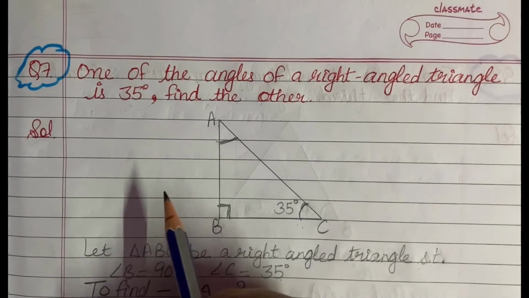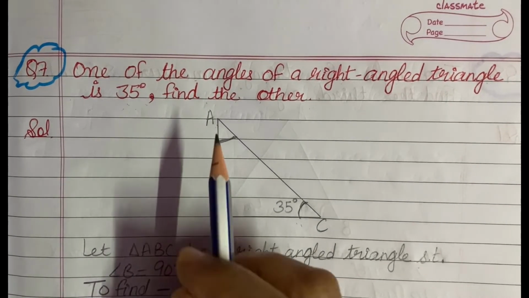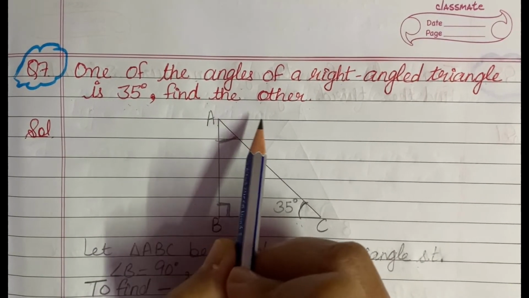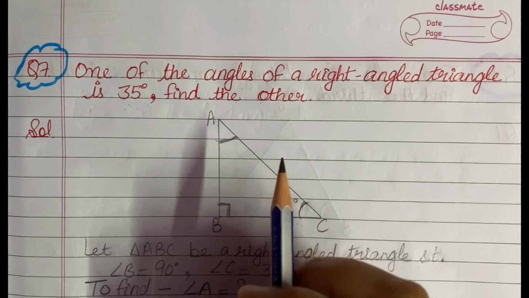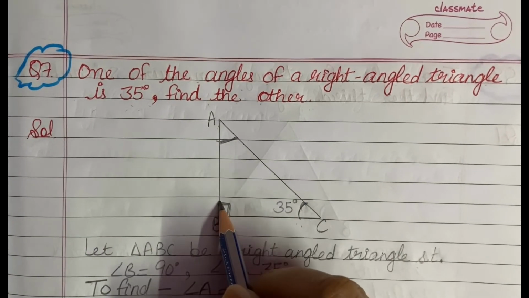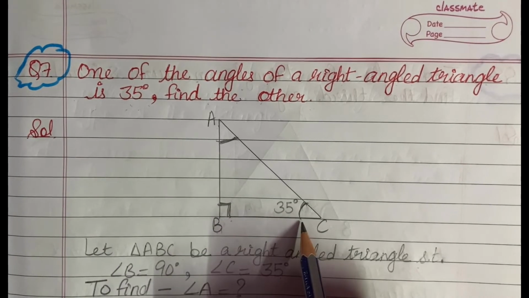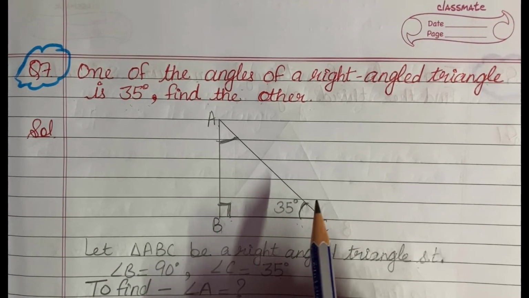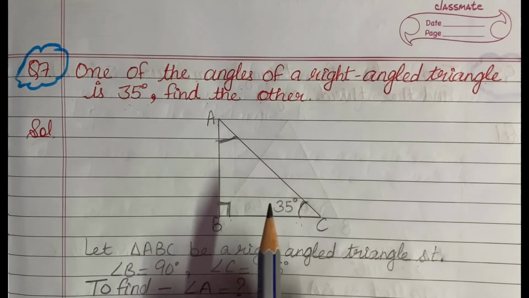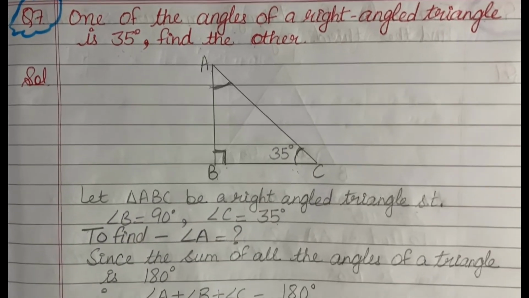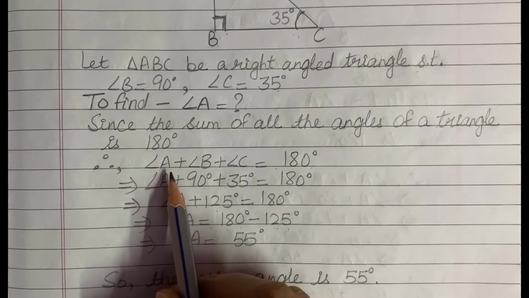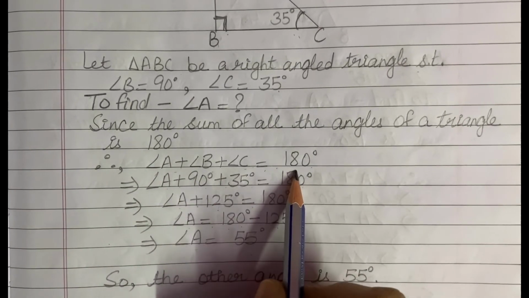Next question is question number 7, and question number 7 says that one of the angles of a right angle triangle is 35 degree. Find the other. Now students, firstly we will draw a right angle triangle ABC such that angle B is equal to 90 degree and angle C is equal to 35 degree. Now since we want to find the other angle, and here the other angle is angle A, so we have to find angle A. Now students, since we know that the sum of all the angles of a triangle is 180 degree, so this means angle A plus angle B plus angle C is equal to 180 degree.